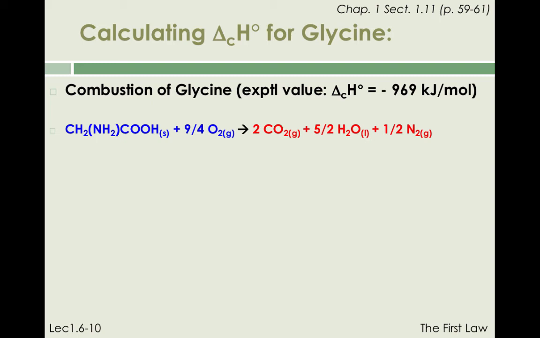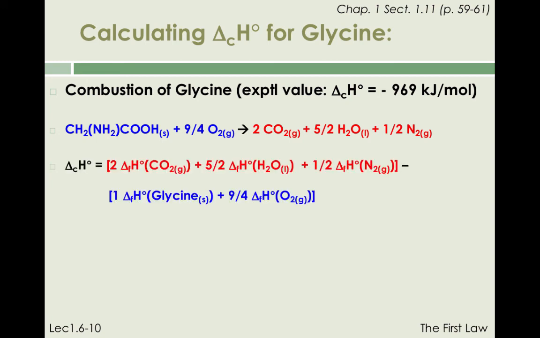There is 1 nitrogen on the reactant side, so there will be ½ mole of molecular nitrogen on the product side. Finally, there are 4 plus 5½ moles of oxygen on the product side and 2 moles of oxygen atoms in 1 mole of glycine, so we need 9¼ moles of molecular oxygen on the reactant side.